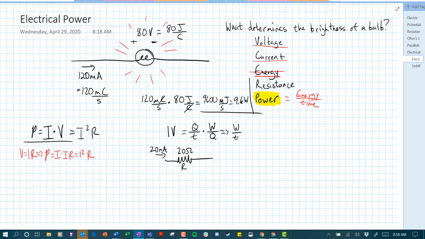Maybe we're given the voltage and the resistance and not the current. Well, then we can use Ohm's law again. I equals V over R. We substitute that into the power equation. Power equals I times V, and I is V over R, so we get V squared over R.